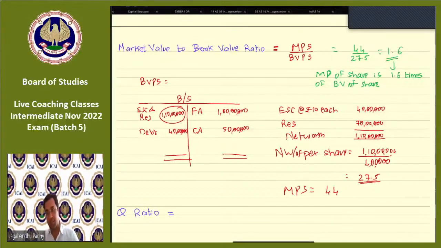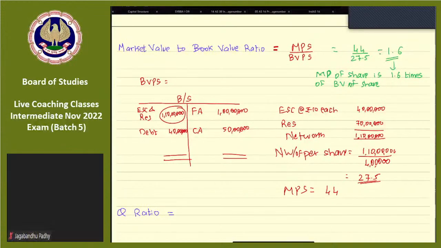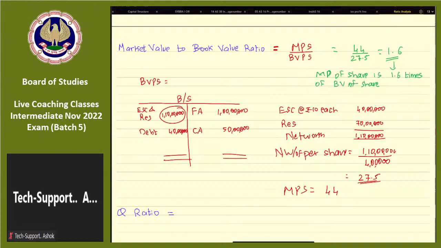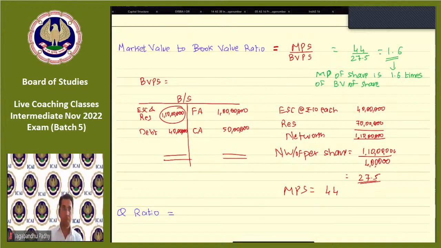In the books of accounts, the value of the share is 27.5. And the same share is being traded in the market at a price of 44. That is at a premium. Is it good or bad, guys?